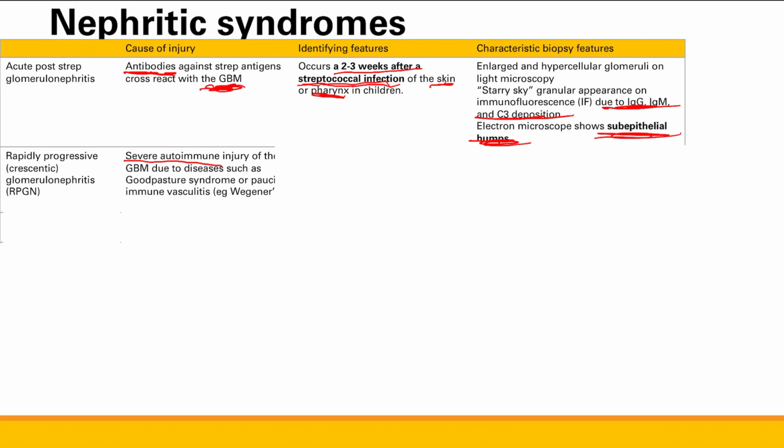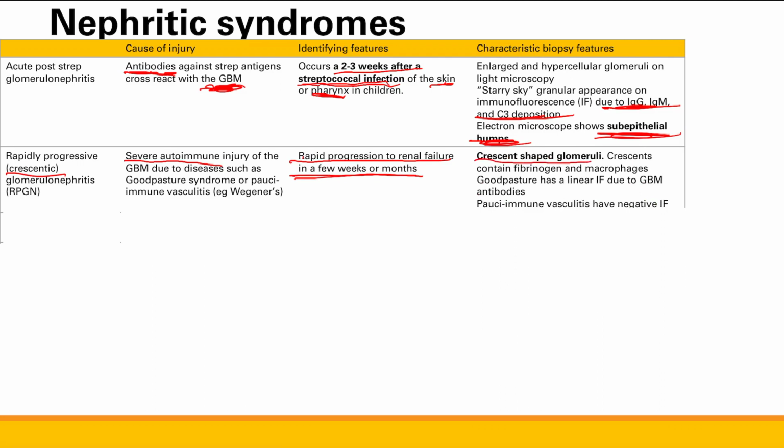Okay, and both of these can cause something called a rapidly progressive glomerulonephritis. And the very key thing here is this is very rapid progression to renal failure, okay? These guys get renal failure in a few weeks to a month. That's why, hence the name rapidly progressive. Now, the other part of the name, crescenteric, comes from the biopsy feature of a crescent-shaped glomerulus. So the glomerulus looks kind of like this. That's a crescent, okay? And that's because these crescents contain fibrinogen and macrophages from all that inflammation. So crescent-shaped glomeruli tells you it's RPGN.